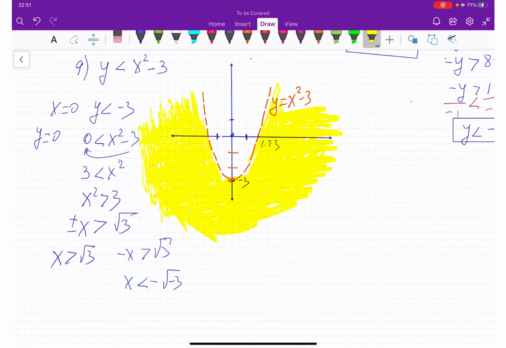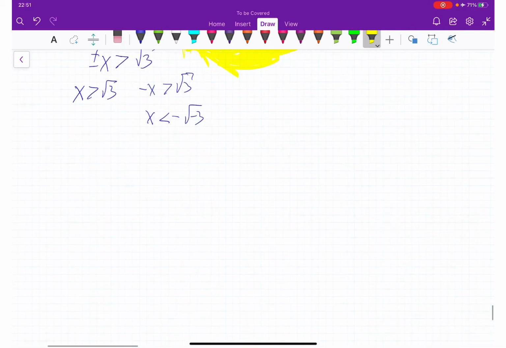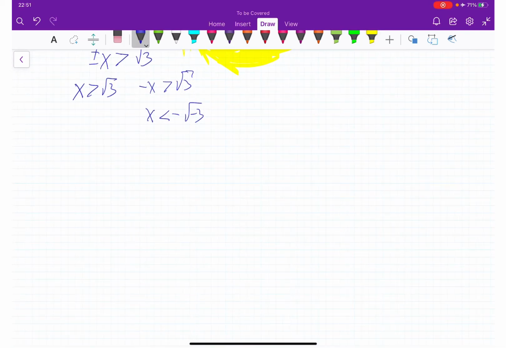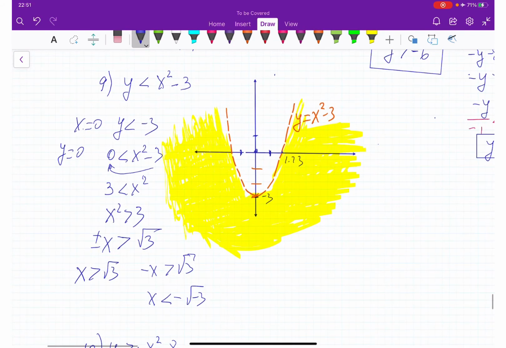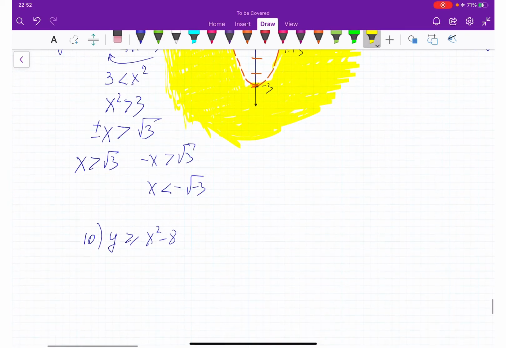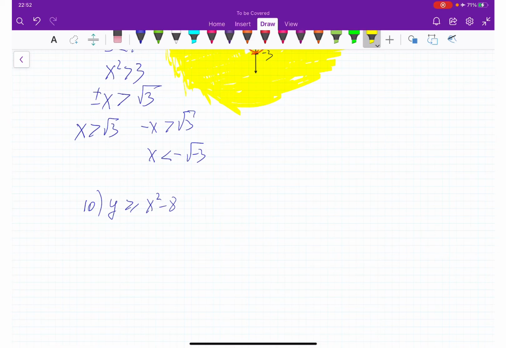Question number 10. What do we have? y is greater than or equal to x squared minus 8. Let's take a guess. Here we had y less than x squared minus 3, and we shaded the surroundings. But when it says y is greater than, guess where the shading will go? Yes, inside. Of course, it's going to go inside.